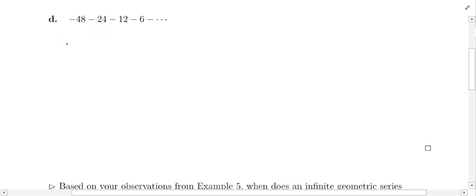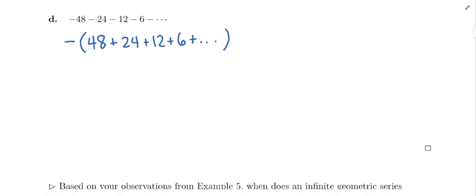I don't want the negative signs to be confusing. Every term is negative, so I'm going to factor out a negative sign. This will be 48 plus 24 plus 12 plus 6 plus, and so on. I'm just yanking the negative sign out. What is left is my series with positive numbers. That's just a nuisance I'm getting rid of.